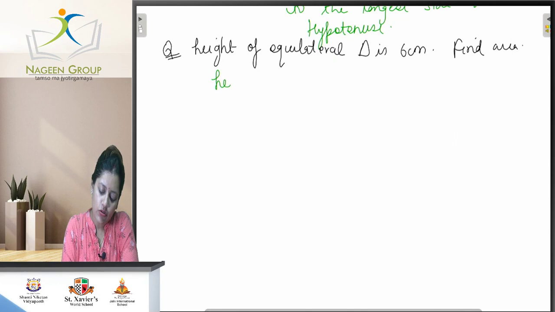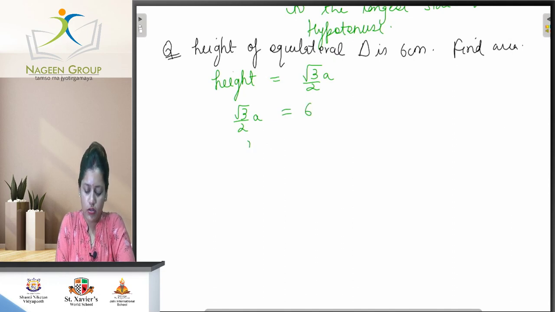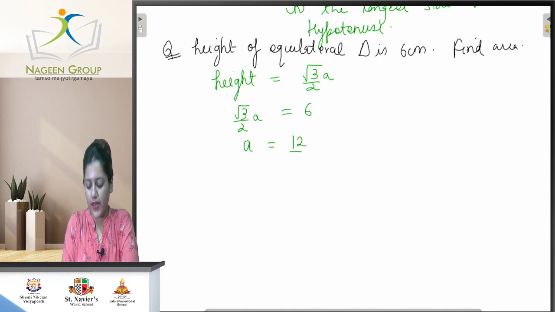So height is equal to, we have already derived this formula, √3 by 2a. So root 3 by 2a is equal to 6 centimeter. So a is equal to 12 by root 3.